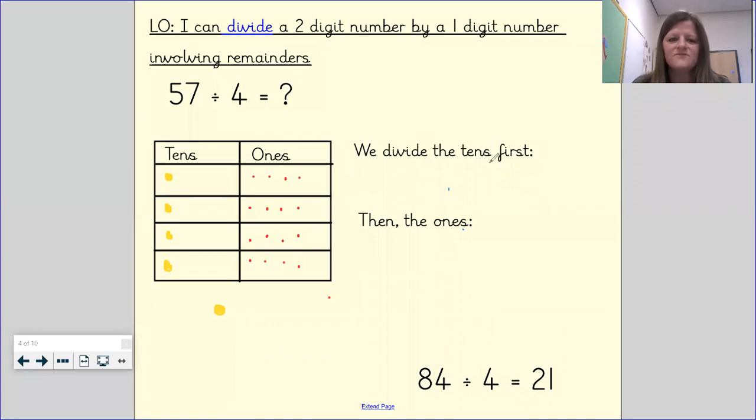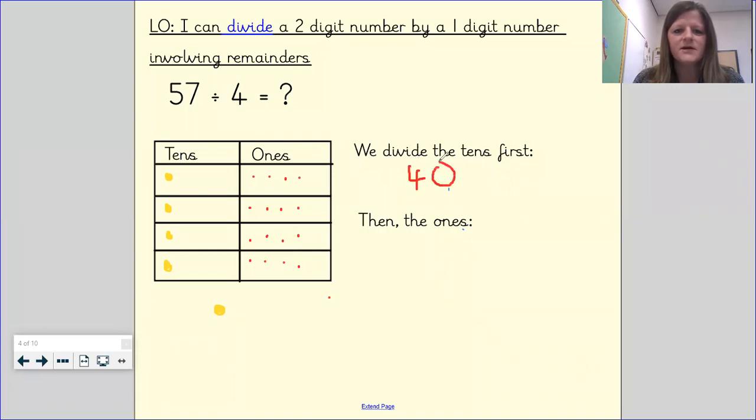So we divided the tens first. We did 40 divided by 4 equal groups. Hopefully you should have known that is 10. But then we also exchanged a 10 because we have 50, which left us 17 ones.